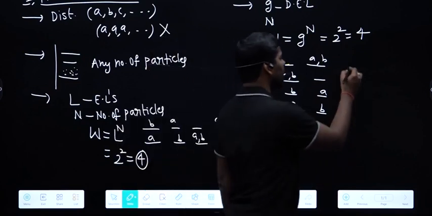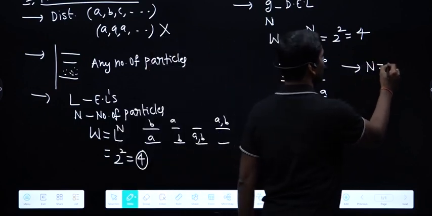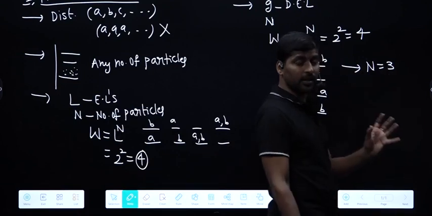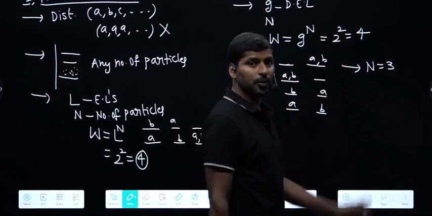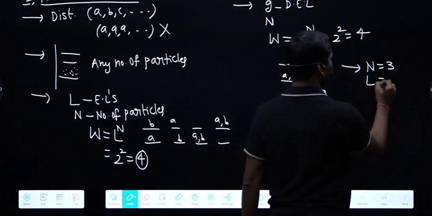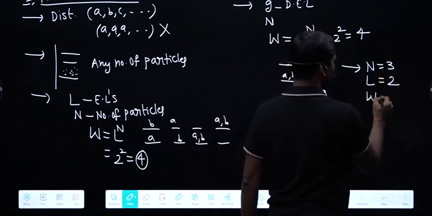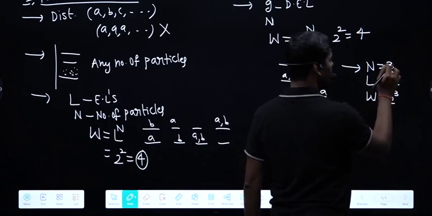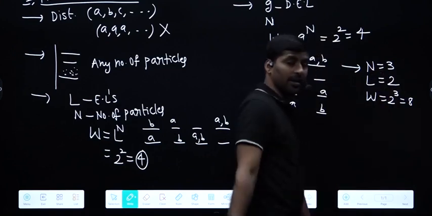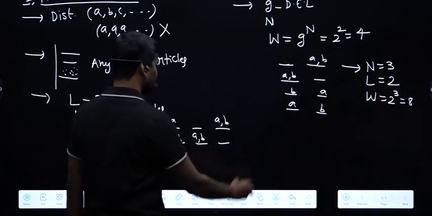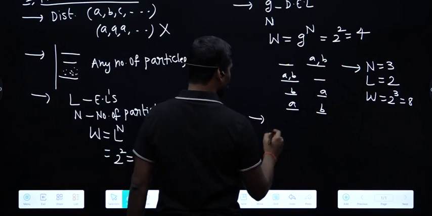The number of balls, that is the number of particles, is 3 colored balls, and we are taking them as distinguishable balls, and the number of boxes is 2. So the number of ways of arranging 3 colored balls in 2 boxes is 2 power 3, that is, in 8 ways we can arrange it. Okay, next one.